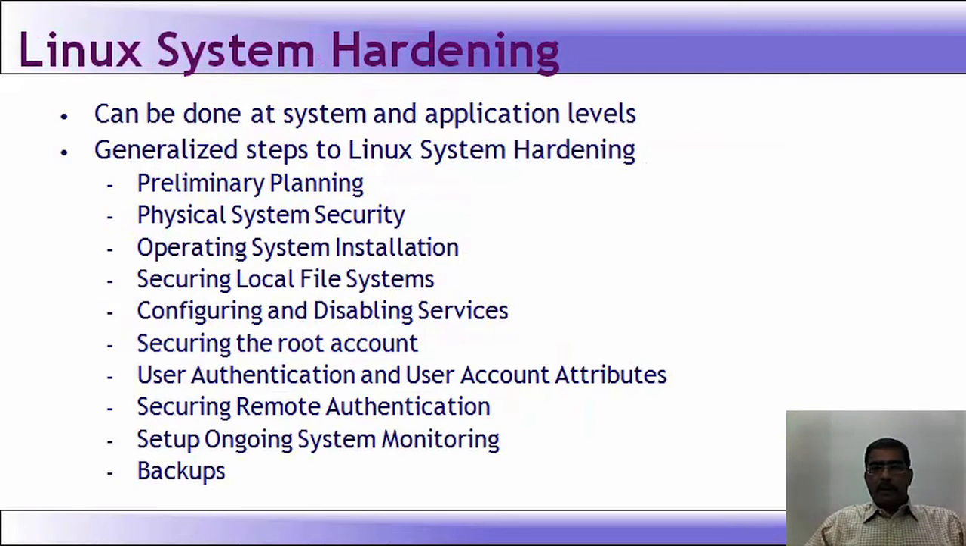Now we'll look at Linux hardening. Linux system hardening can be done at the system level and the application level. There are generalized steps to Linux system hardening. One is preliminary planning: you'll have to plan what you need to secure, what you need to allow. Then physical system security. Like we discussed a few slides back, in Linux the concept is root takes it all, so you need to have proper physical system security.